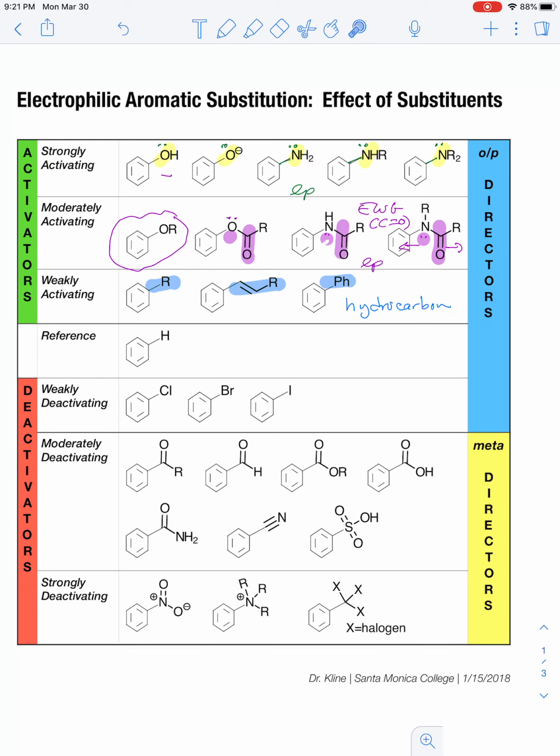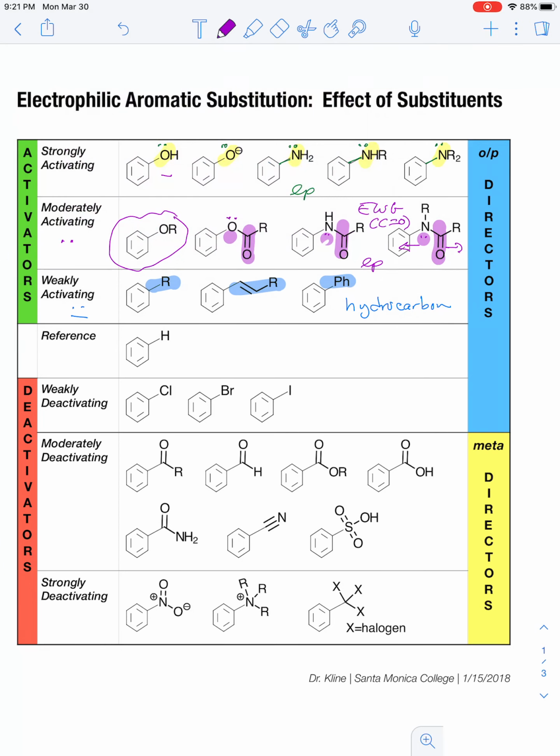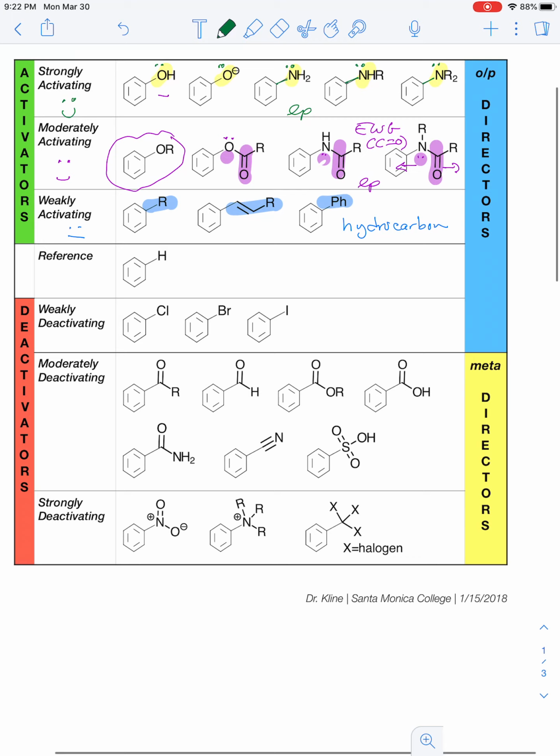And again, benzene is our reference point. It's neither activating nor deactivating, and it can't really be directing, although I guess I should have just left that colorless or white. And so if we go back to these, we have kind of weakly activating, we have moderately activating, and we have strongly activating. And I really don't care how you think of these things with emoji or whatever.